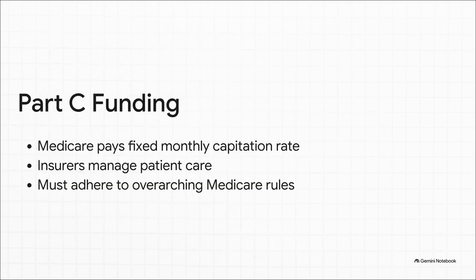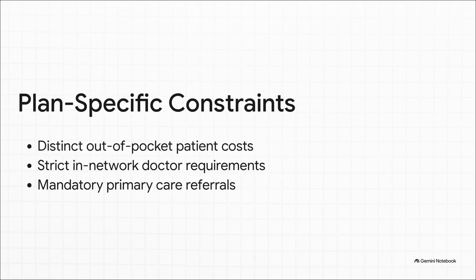So, how does the money actually flow? Well, Medicare funds these plans by paying private insurers a fixed monthly capitation rate. Basically, that's a predetermined chunk of money every single month to manage and administer all of that patient's care. In exchange for that steady government funding, the insurers have to agree to run things in strict adherence to Medicare's overarching baseline regulations.